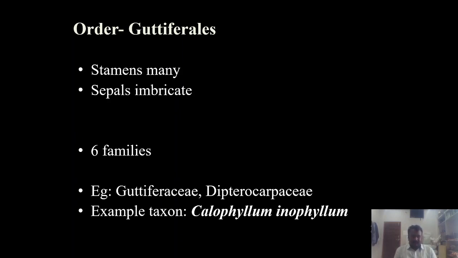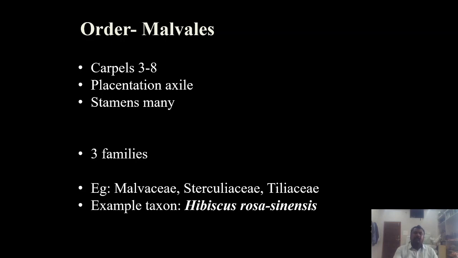Under Guttiferales, again many stamens. Here the sepals are imbricate in nature. These are the identification characters. 6 families were identified. One is Guttiferae, another is Dipterocarpaceae. Most of the trees are present in Dipterocarpaceae and Guttiferae. Example for this: Calophyllum inophyllum. This belongs to Guttiferae or Clusiaceae. The special character of this plant is that it is a dicot but shows monocot venation, that is parallel venation.